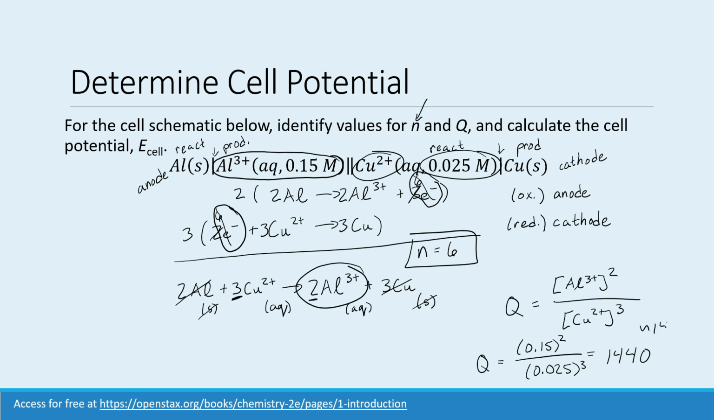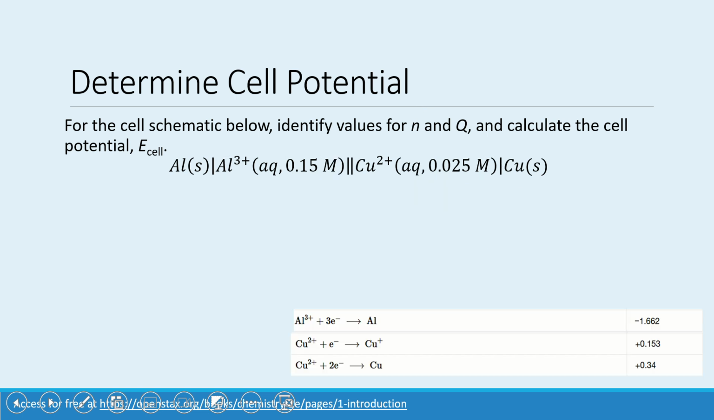That gives us 1,440. Into 2 significant figures, that would be about 1,400. Okay, and I can rewrite the 1440, of course, with subscripting that 40 because we'll need that Q value when we calculate the cell potential, which is the last step. So we've got our value of Q at about 1400. We've got our value for N at 6, and now we need to calculate the cell potential.